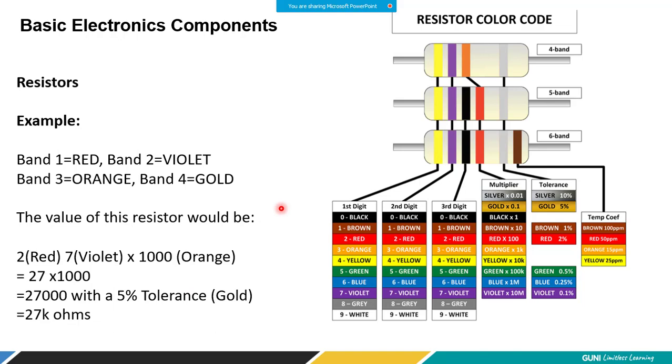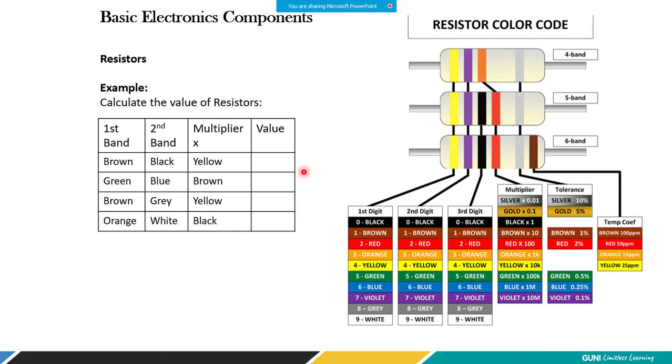So let's move forward. For example, let's say this is given to you, first band, right? And you have to calculate this value. Let's say we are not concerned about the fourth band. So the first band is the brown, the second band is the black, and the third band is the yellow, which is actually a multiplier.